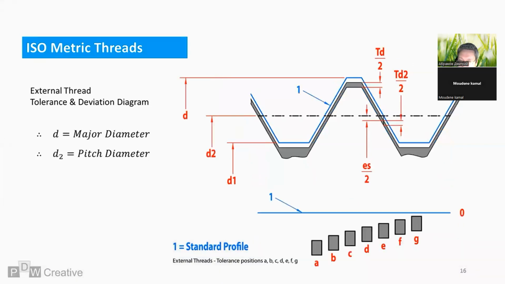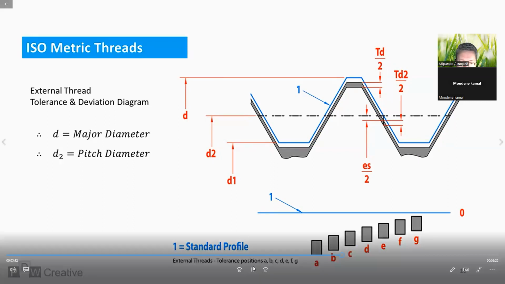The diagram for the external thread reverses the deviation and tolerance direction. Position G offers the smallest deviation. Deviation increases at each position up until position A. ES marks the deviation. Tolerances are then applied to the major and pitch diameters.